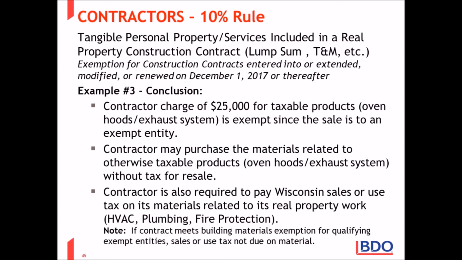So in this situation, the contractor's charge of $25,000 for the taxable products is exempt since the sale is to an exempt entity. The contractor in this situation may purchase the materials related to the otherwise taxable products without tax for resale, because again, we're dealing with an exempt entity. Anytime you've got taxable products or services with an exempt entity, you may purchase those without tax for resale. And likewise, on the real property work, the HVAC, the plumbing, the fire protection, the contractor would be required to pay sales and use tax on the materials.